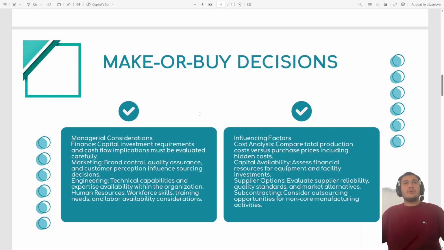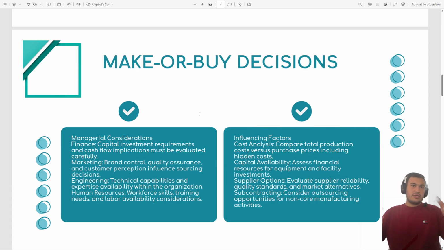Let's do a deep dive into make or buy decision because it changes everything in our facility layout. It's the most important thing for us. Management must look at this problem from two main sides: managerial considerations versus influencing factors. First, under managerial considerations, we have four key areas: finance, marketing, engineering, human resource.